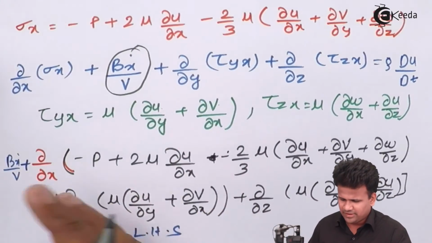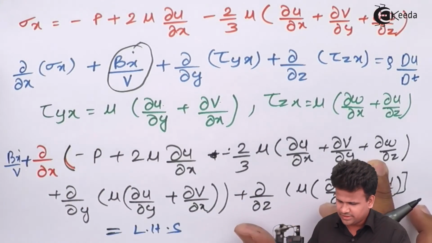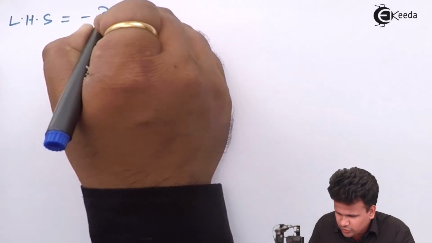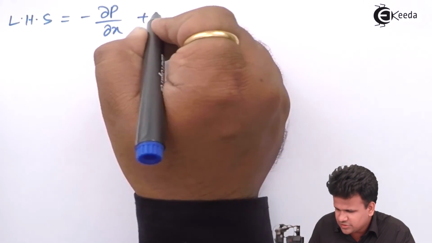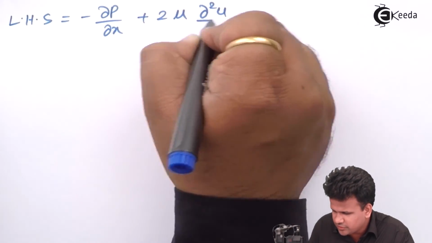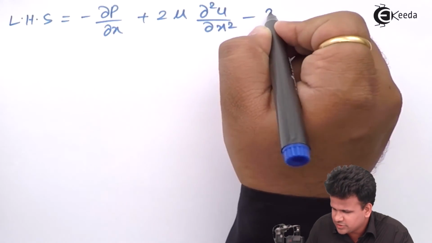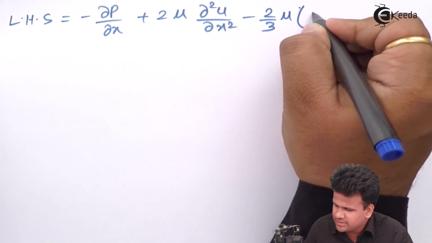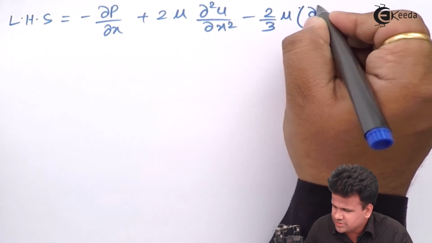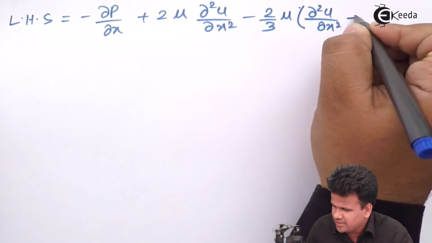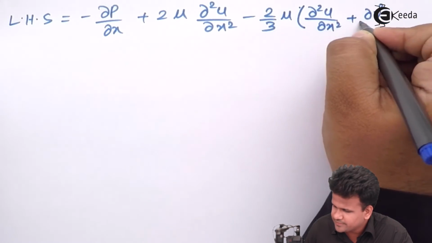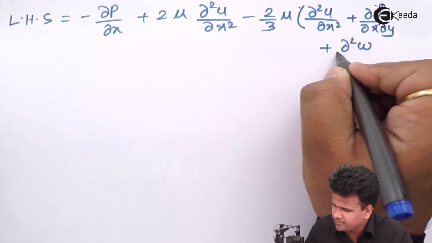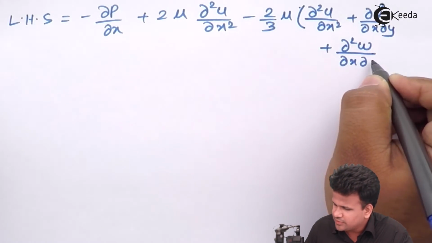So body force per unit volume will be written down later. So this is differentiated inside, so that will give us minus ∂p/∂x plus 2 mu into ∂²u/∂x² minus 2 by 3 into mu, and this will be differentiated inside. So this is ∂²u/∂x² plus ∂²v/∂x∂y plus ∂²w/∂x∂z.